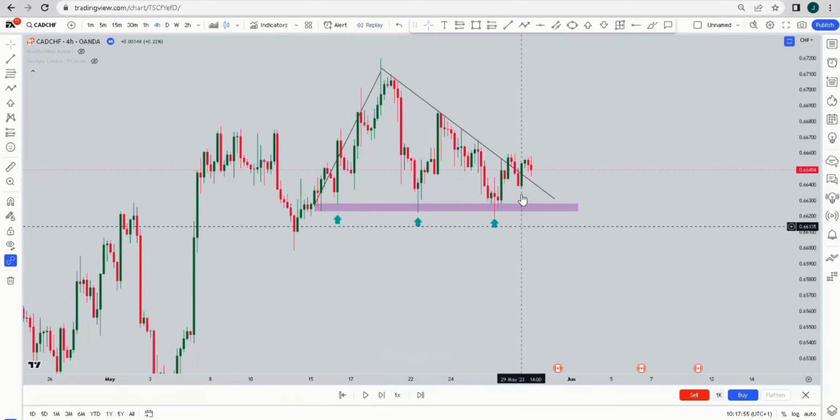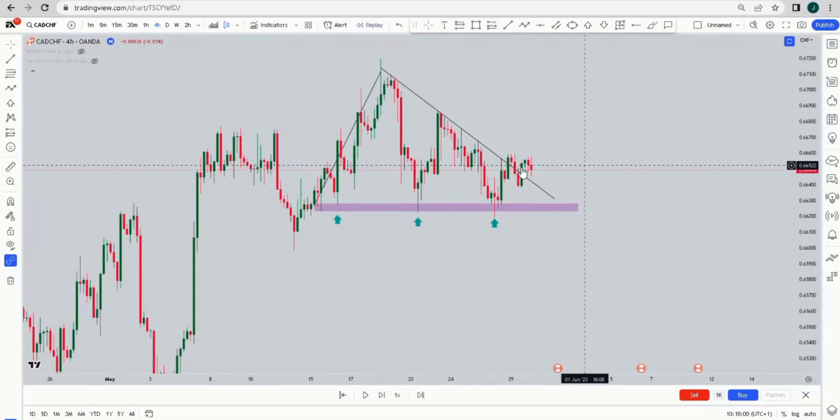So let's see how we could have got in. You can see now the market has opened and closed for the second time outside. So guys, this can give us a clear confirmation that the market is going to go all the way up, and now this is the time for us to look for an entry.